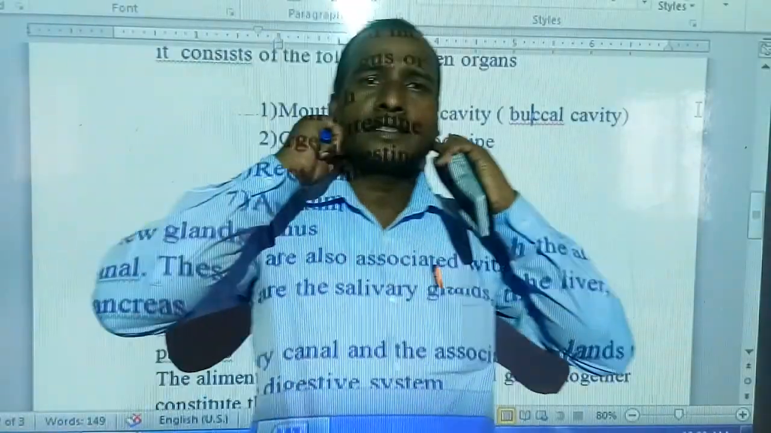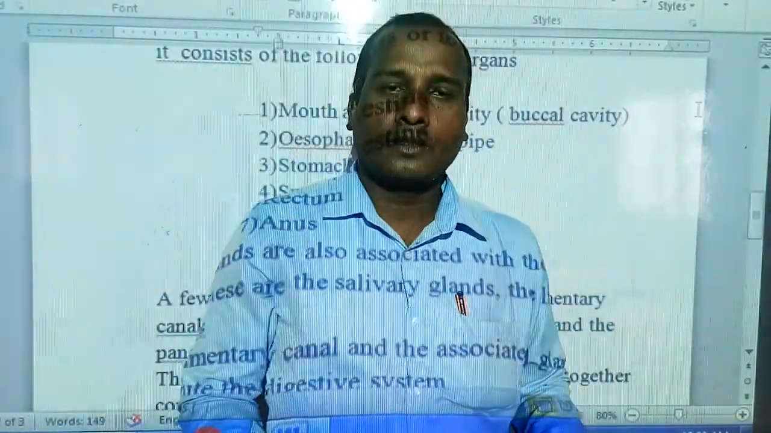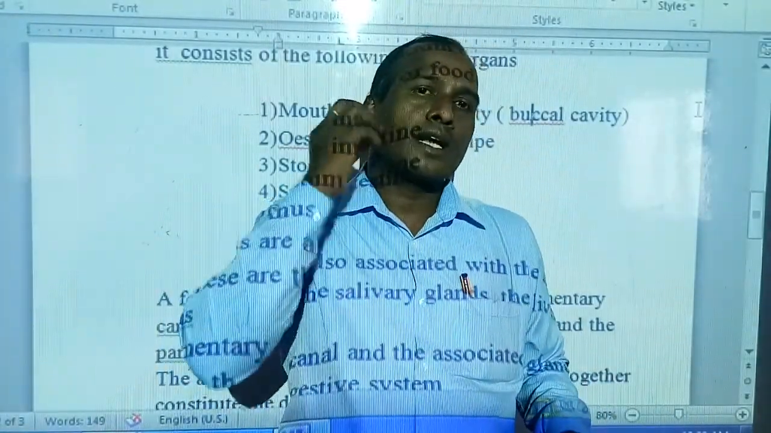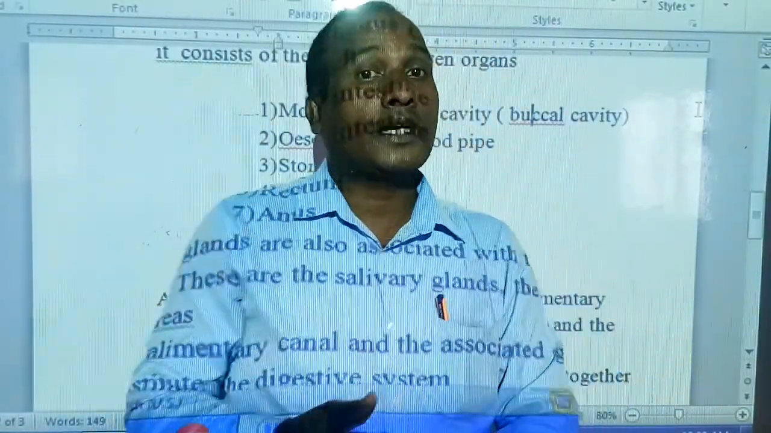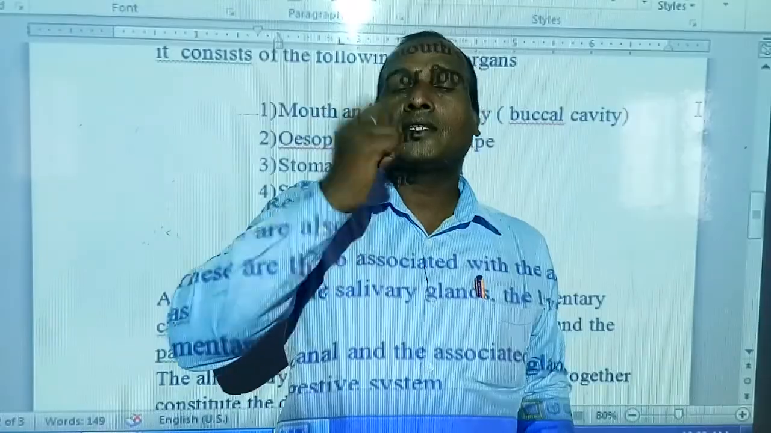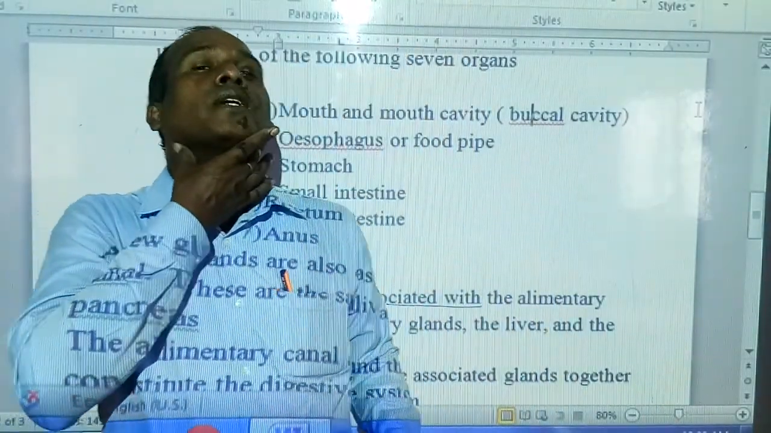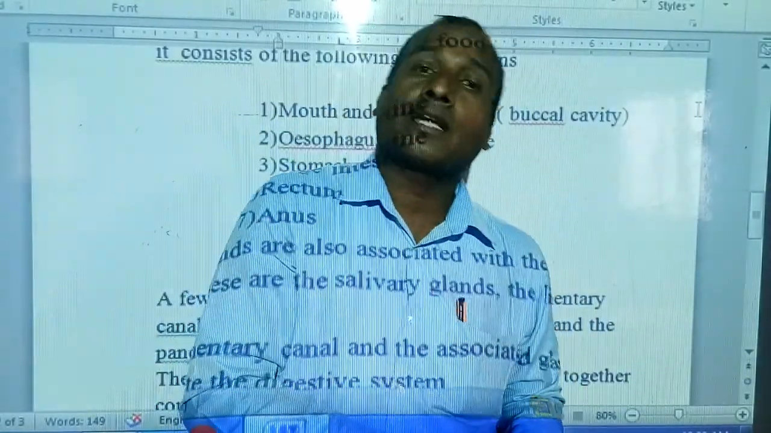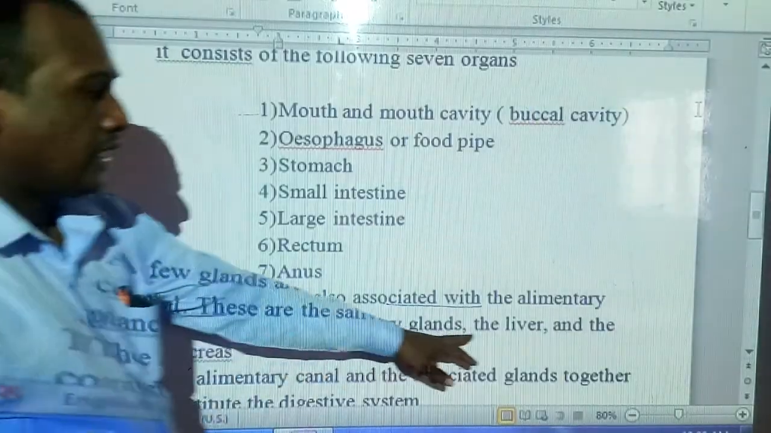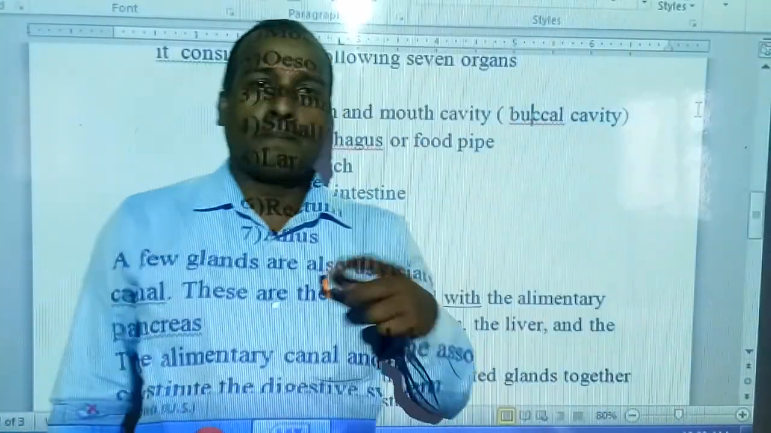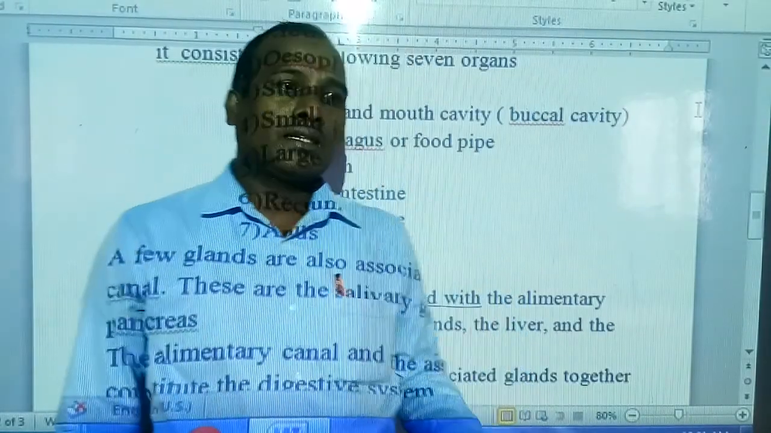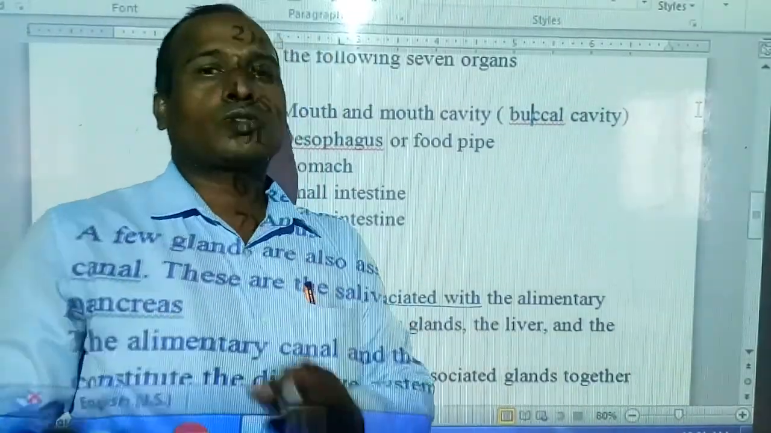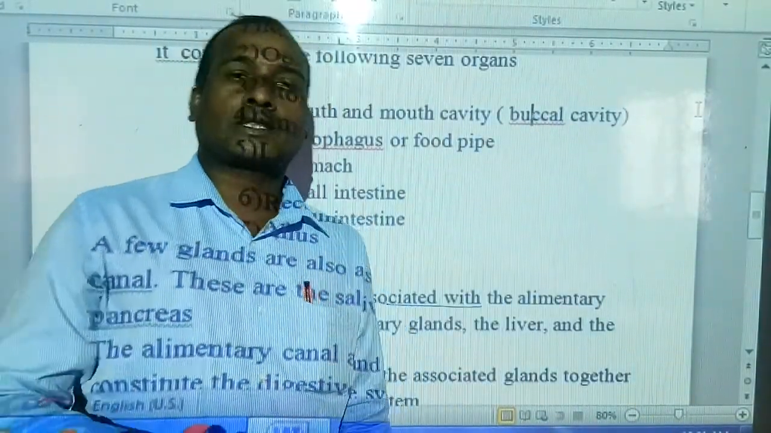Saliva is secreted from the salivary glands. Whenever we eat food, the saliva mixes with the food and helps to digest it. The salivary glands are near our mouth, here you can observe. Those 2 glands are called salivary glands, and they secrete saliva. Next is the liver. From the liver, bile juice is secreted. Pancreas is another gland, it also secretes some juice which helps to digest the food.